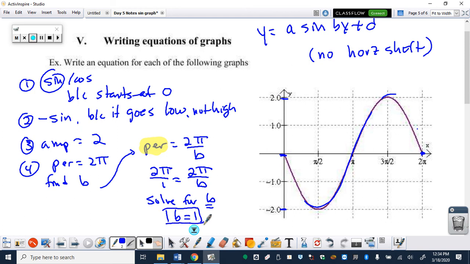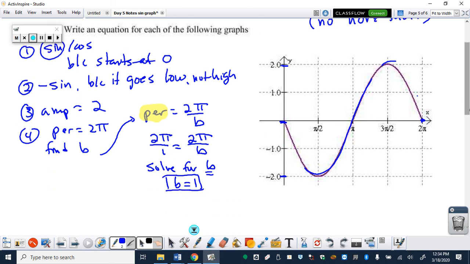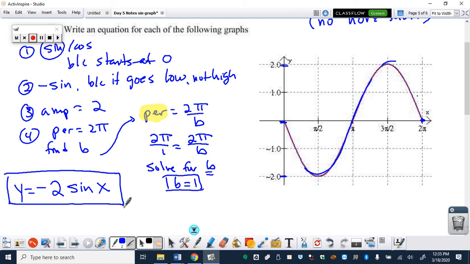Now we're all set to put our equation together. There is no vertical shift. We're staying at 0. So y is equal to, we have a negative because there's a reflection. The amplitude is 2, and it's sine of 1x, which we can just write as x, because period is 2 pi, so frequency is 1. So y is equal to negative 2 sine x is the equation of this graph.